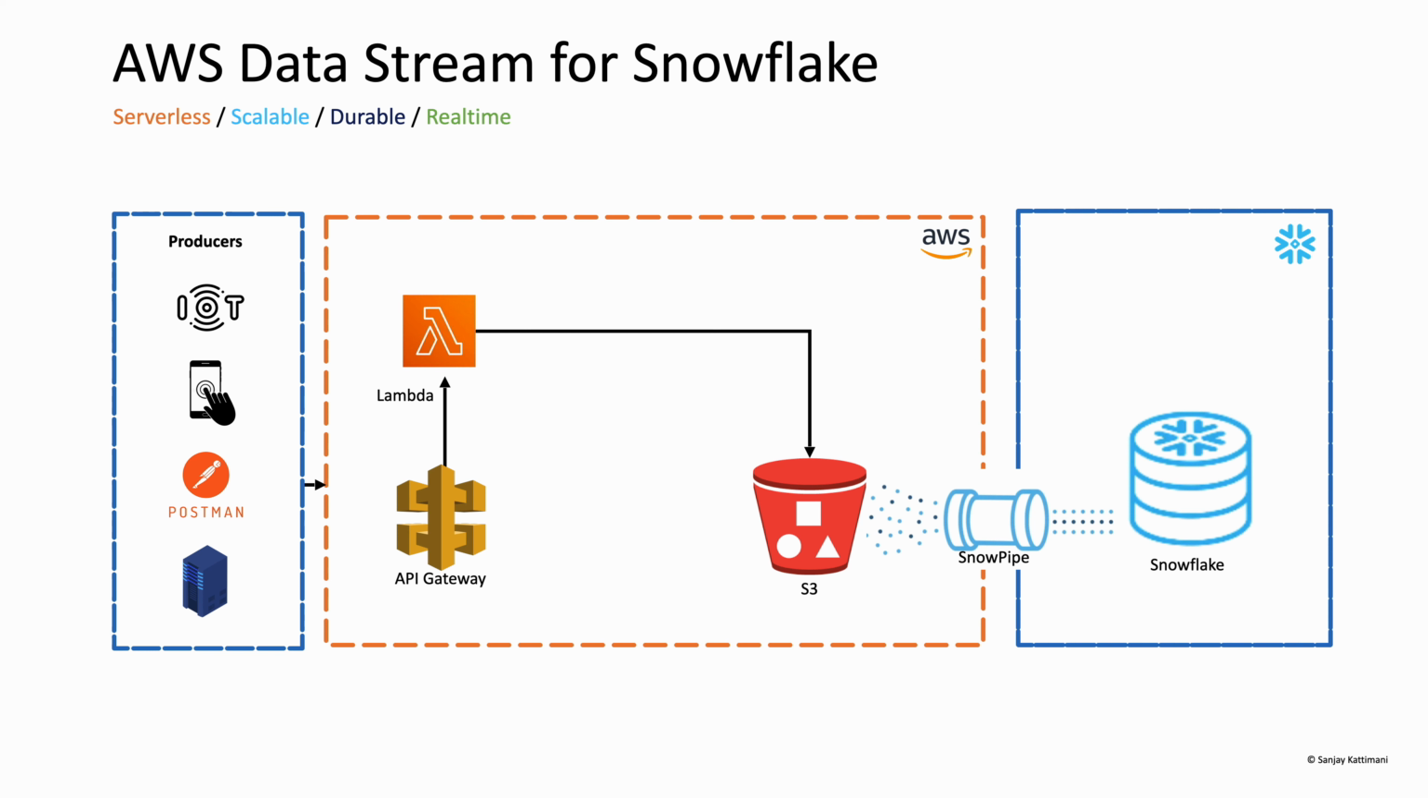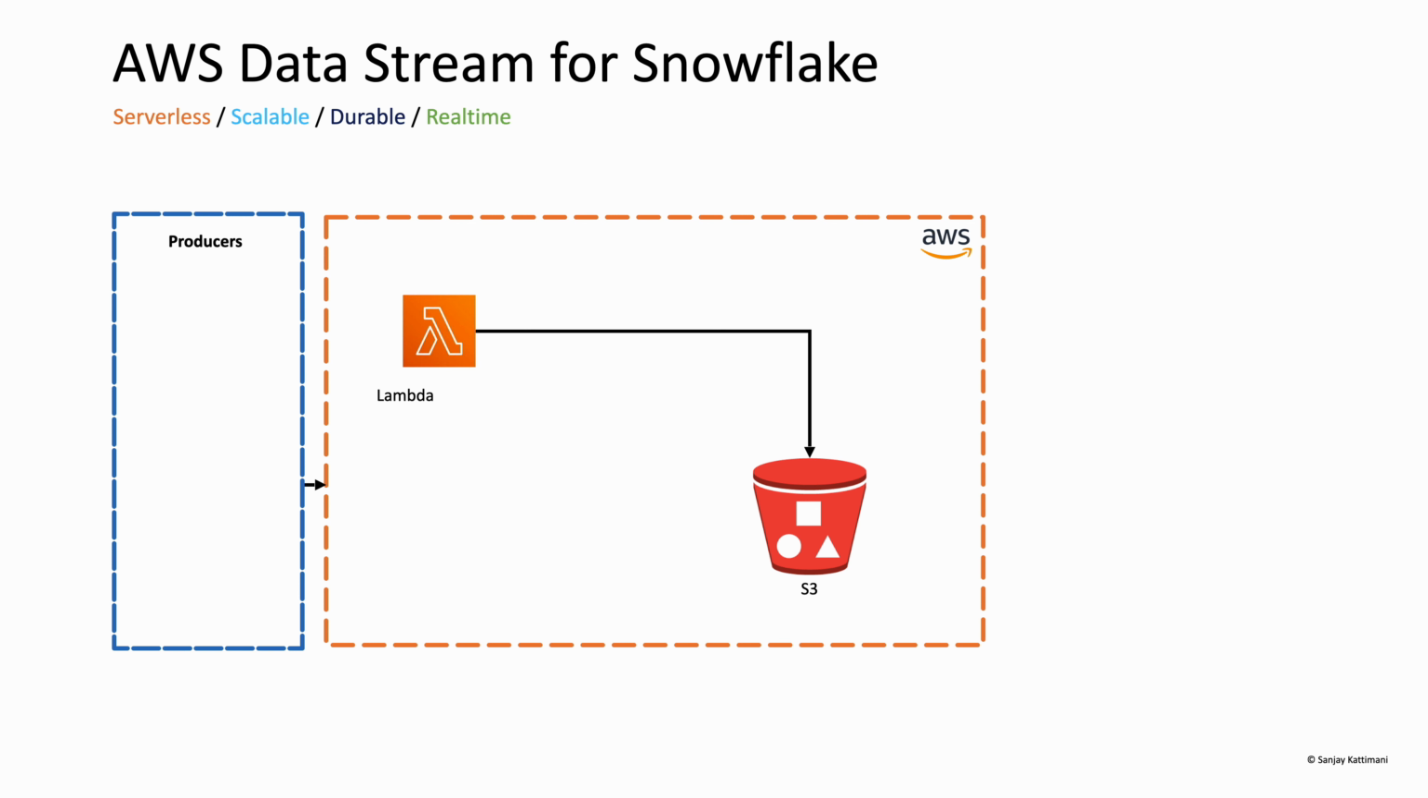Let's look at the architecture of today's demo and how each of these components of AWS are connected together to create the data pipeline. On the left side, we have data producers, and for this demo, I'm only going to use Postman, which will act as data producer. In the first step, we will create an AWS Lambda function that creates a JSON file on S3 bucket from the incoming JSON payload. It will neatly organize the newly created file with the date and time stamp based folders on S3.